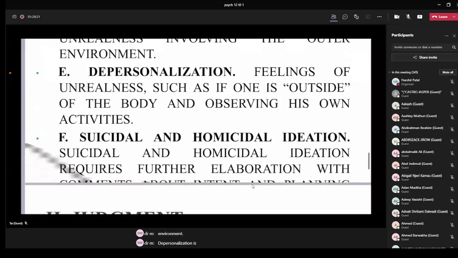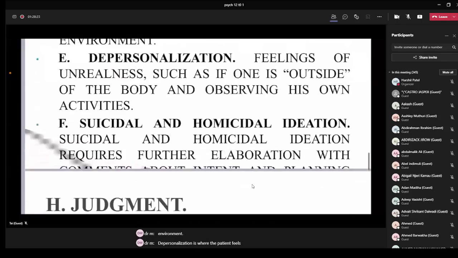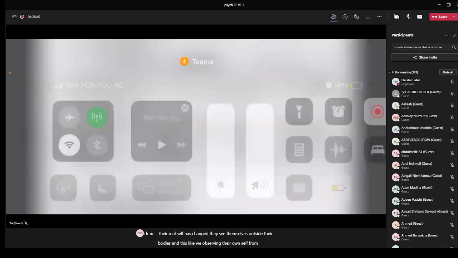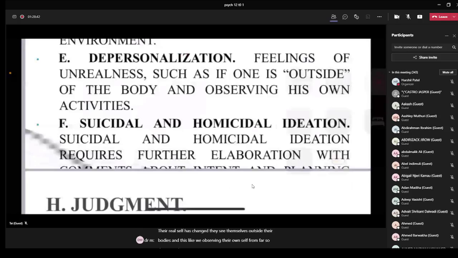Depersonalization is where the patient feels that their body, their real self has changed. They see themselves outside their bodies, and it's like they're observing their own self from far. So depersonalization is a feeling of unrealness.